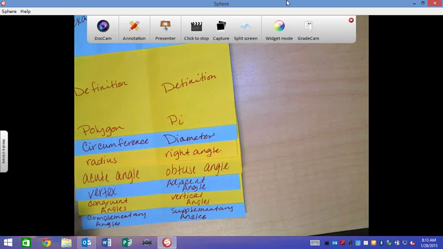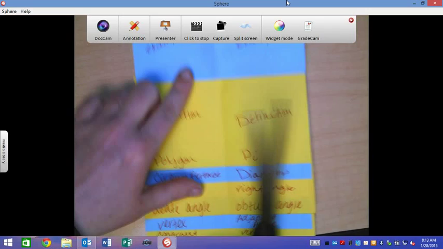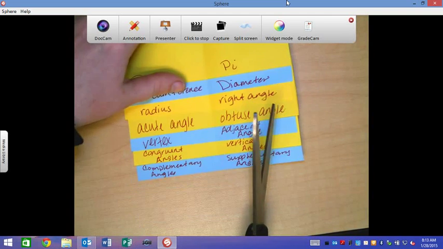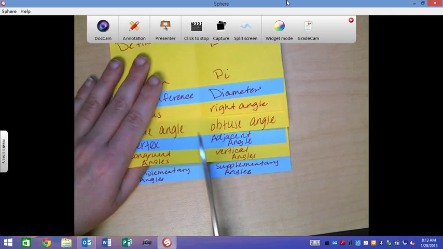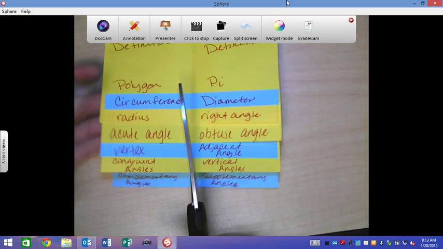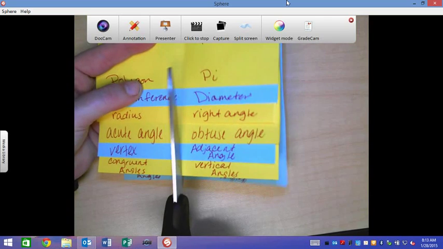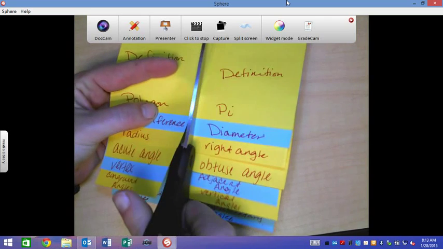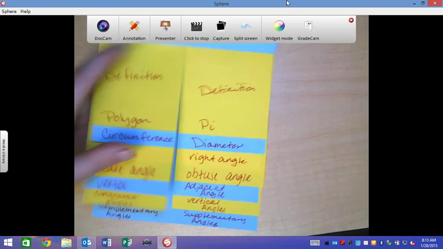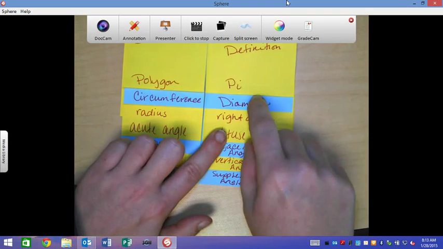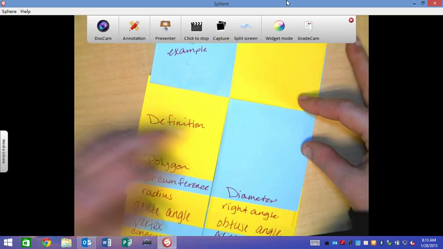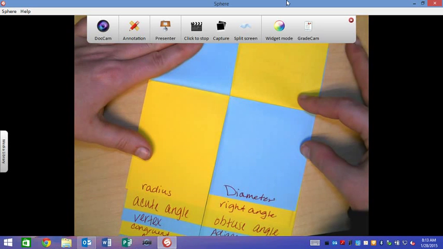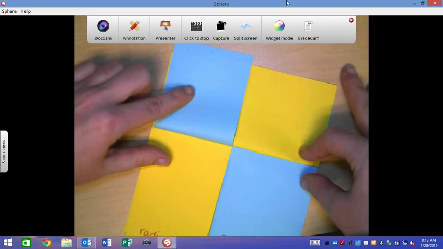Now to make this easier for you to use, you need to keep this top flap flipped up, and starting with the bottom one, do not cut the bottom flap, but along that line where you creased it earlier, you're going to cut all the way up. So this way you can use it like a true flip book. You could flip to diameter over here on the right side and see the definition in the example, and then you could flip to radius over here on the left side and see the definition and the example.